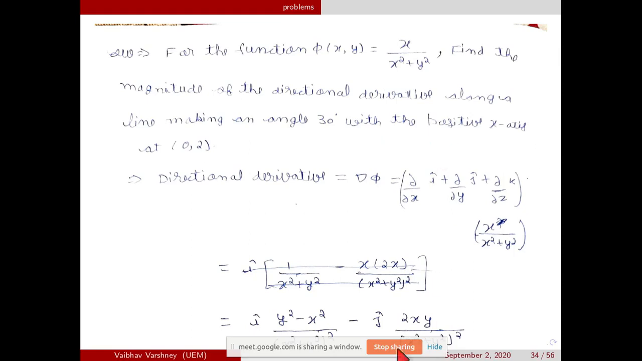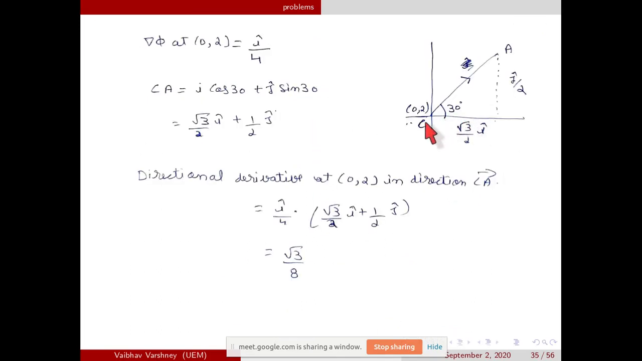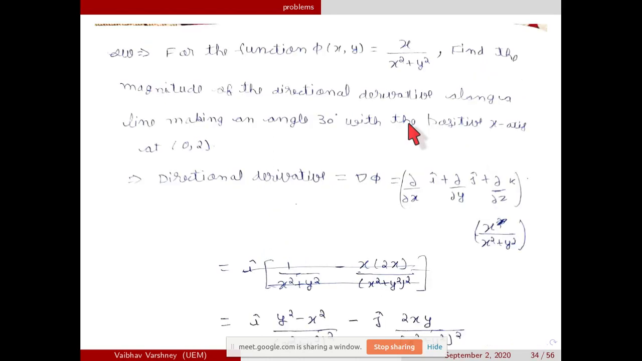So we got this component. So this is the gradient of phi, and we have to calculate the directional derivative at 30 degrees. See, this is a point. Sir, can you wait for a few minutes? Yes, you can do.